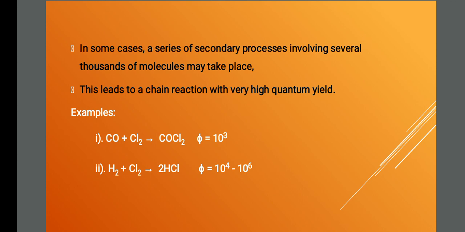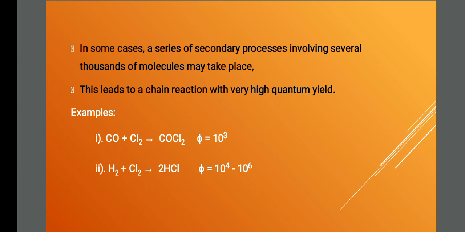Is it okay? So an example for this is carbon monoxide plus chlorine gives phosgene gas. Here phi is equal to 10 to the power of 3. And hydrogen plus chlorine gives hydrogen chloride, and here the value is between 10 to the power of 4 and 10 to the power of 6. Is it okay? So this is about the special case of quantum yield.